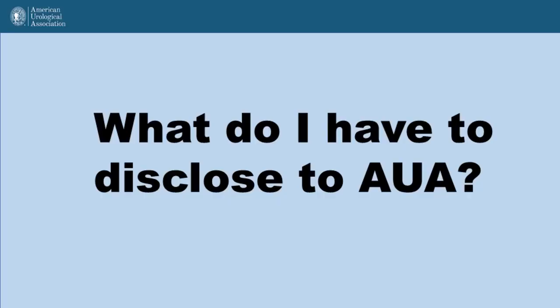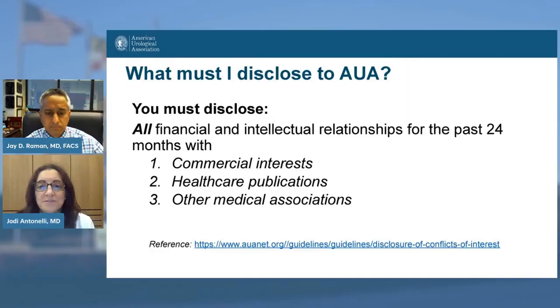Thank you so much, Jay. So let me begin with what must be disclosed to the AUA. Because the AUA uses an organization-wide disclosure system for all volunteers, you must disclose all financial and intellectual relationships that you've held within the previous 24 months. And this includes commercial interests, healthcare publications, and associations with other medical entities.